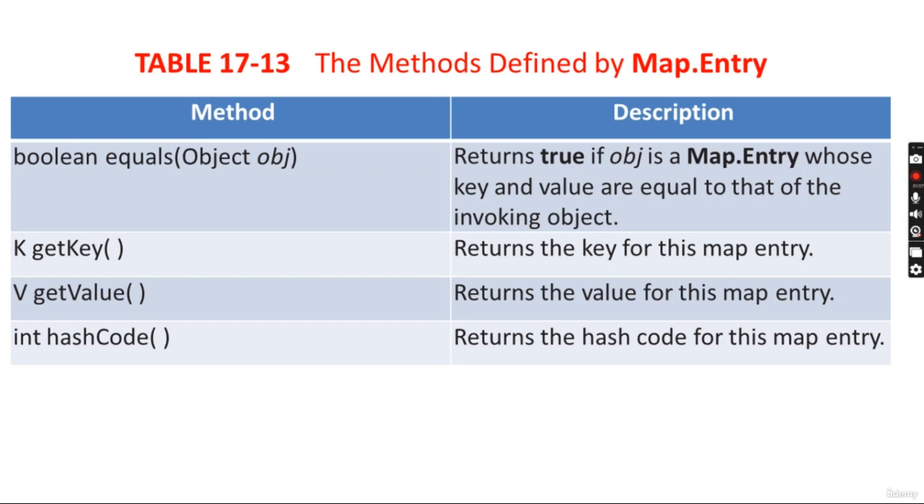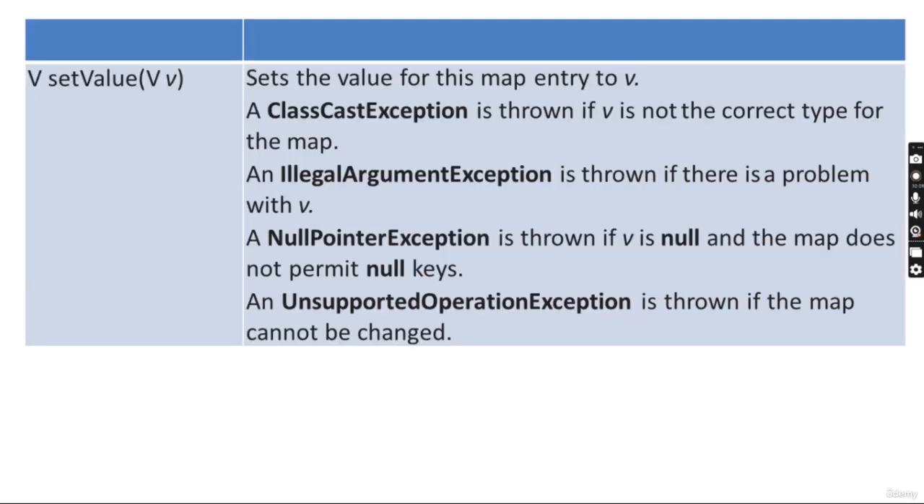Various exceptions are possible, like the ones we have already introduced: NullPointerException, IllegalArgumentException, ClassCastException, and so on. Those are the same for all the maps. boolean equals(Object obj) returns true if obj is a Map.Entry whose key and value are equal to that of the invoking object. K getKey() returns the key for this map entry. V getValue() returns the value for this map entry. int hashCode() returns the hash code for this map entry.